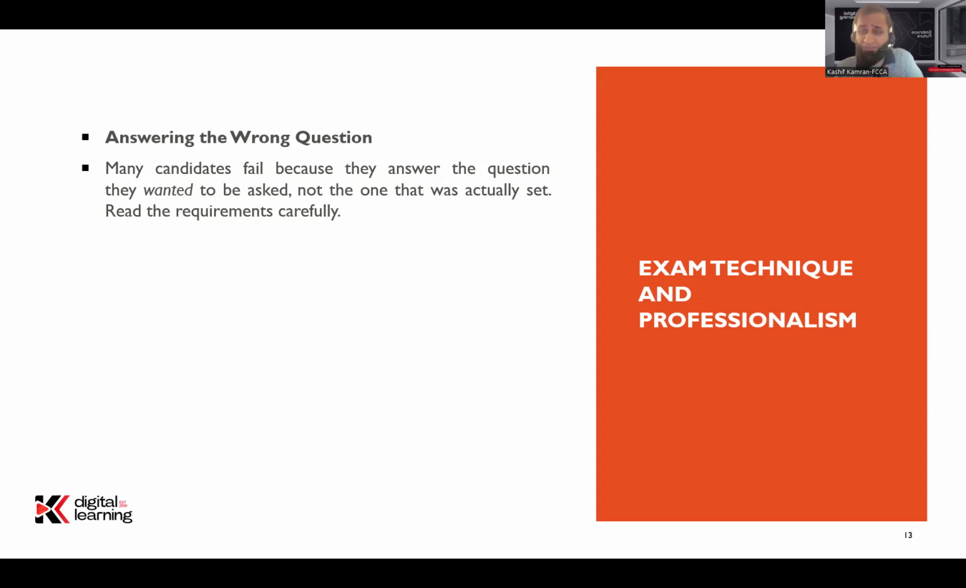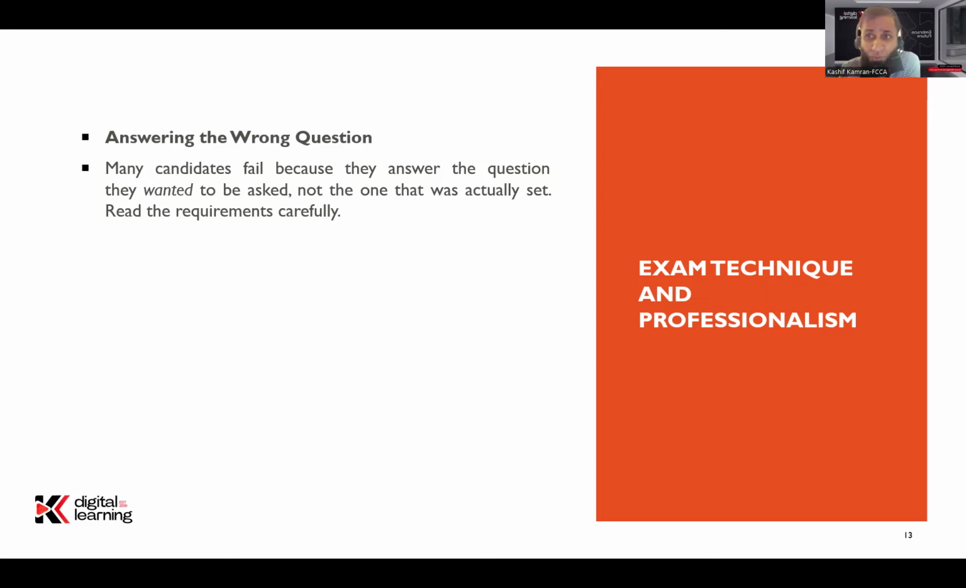But the students are very habitual: the moment they see a word, they recall that word from any model or any theory they have done in their preparation towards SBL. The moment they see integrated reporting, they think that the question will always be on six capitals. The question could be on any other aspect of integrated reporting. So please do read the requirement in full.